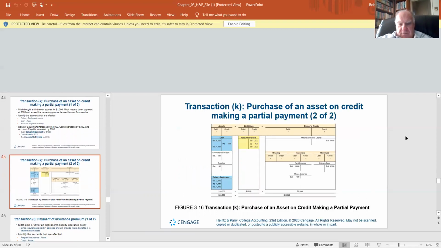We're back to our famous umbrella here. So let's look at the accounts payable. We had $700 layered onto that because that's how much we owe. We had to make a down payment of $300 in order to bring in another $1,000 motor scooter. Okay.